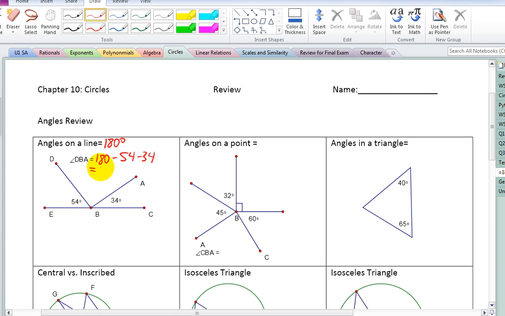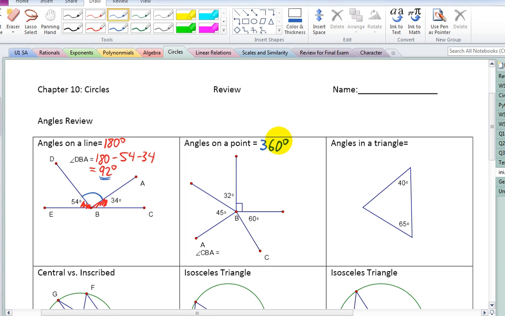Okay, so for the first one, angles on a line equal 180 degrees. So if we take 180 and subtract the two angles we have, we'll be left with the third angle in the middle, which is 92 degrees. Okay. Next, angles on a point, what does that equal?